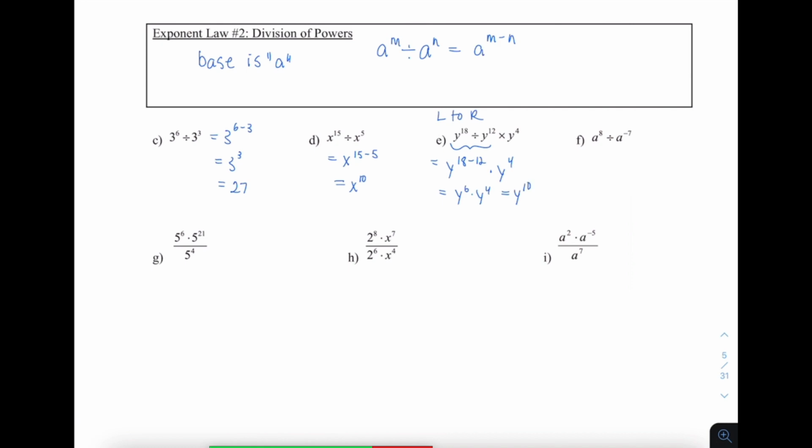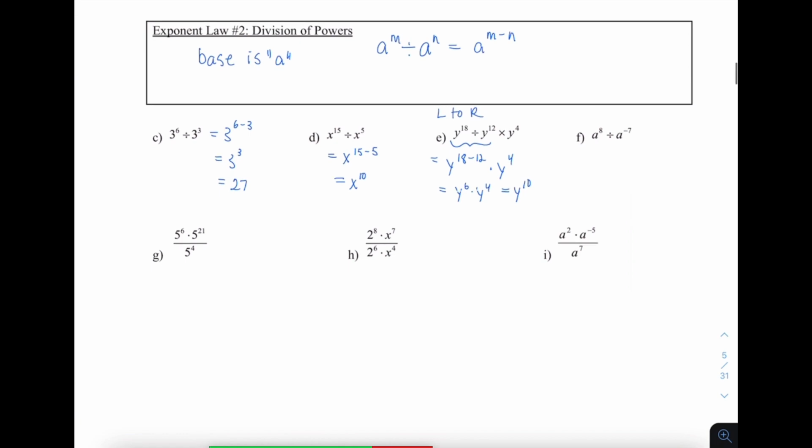Another way to do this, if we wanted to do this all at once, we could just write it as one step, 18 subtract 12 plus 6. And we'll get the same answer. So that's y to the power of, sorry, this should be a 4. That'll be y to the power of 10. Here we have a negative exponent, but don't forget we're still subtracting, so in the end, that becomes addition.